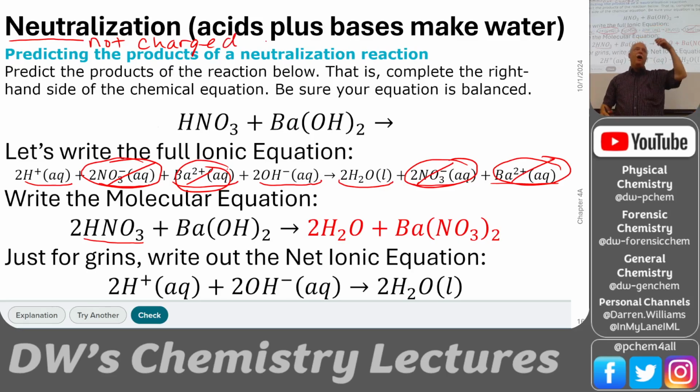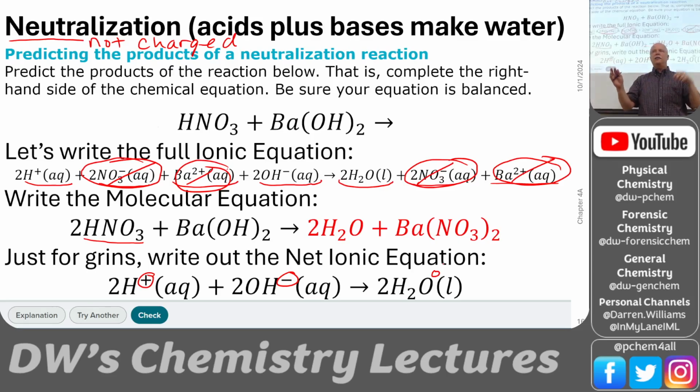Right? Cations are positively charged. Anions are negatively charged. But something that's not charged is neutral, kind of like a neutron. It's not charged. Okay? And so here we have a cation and an anion and a neutral species. So that's what we mean by neutralization.